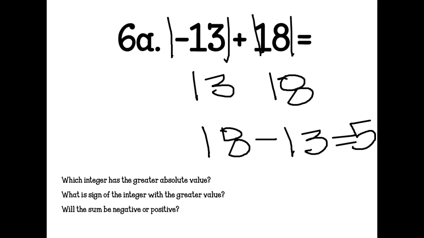Which integer has the greater absolute value? It's 18. What is the sign of the integer with the greater value? So 18 was positive, so that tells me that the sum will be a positive 5.